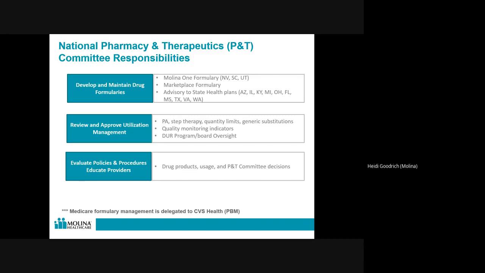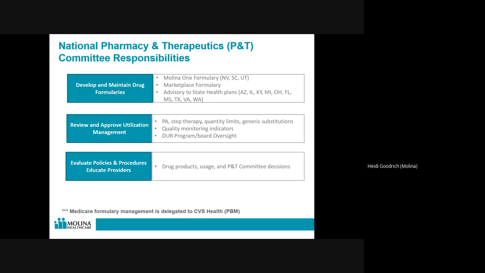Next slide, please. The main three responsibilities of our national P&T are outlined here on the slide. They help develop and maintain our drug formularies. Utah is one of the states where we get to have more leverage in controlling the formulary, also our marketplace formulary, and then our other states that follow state PDL files. And then they also review and approve utilization management. So that would include different strategies such as PA, step therapy, quantity limits, and generic substitutions. They also monitor for quality indicators and also provide oversight of the DUR program. Lastly, they evaluate data around use of our drug products and the P&T decisions.